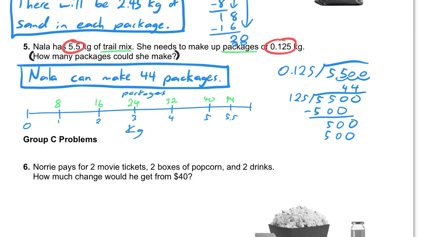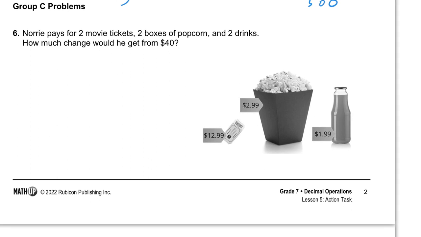Let's move on to our Group C problems. Number 6 says, Nori pays for 2 movie tickets, 2 boxes of popcorn, and 2 drinks. How much change would he get from $40? First, understanding the problem, what is the actual question being asked? I'm going to put that in brackets. Next, I'm going to circle the important numbers: 2, 2, 2, and 40.